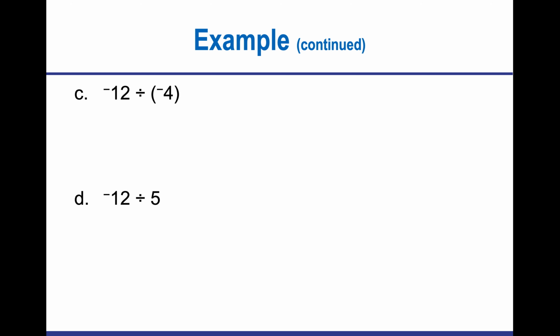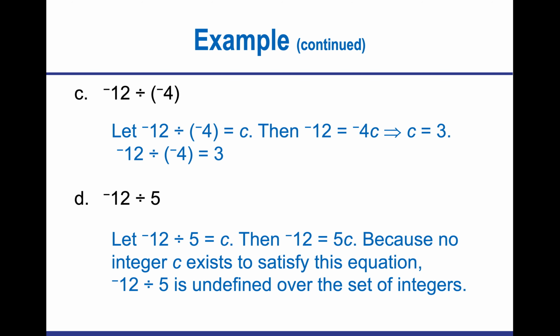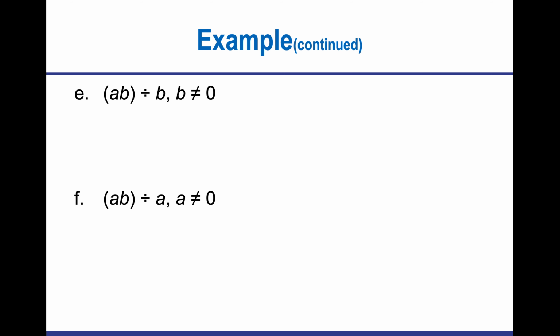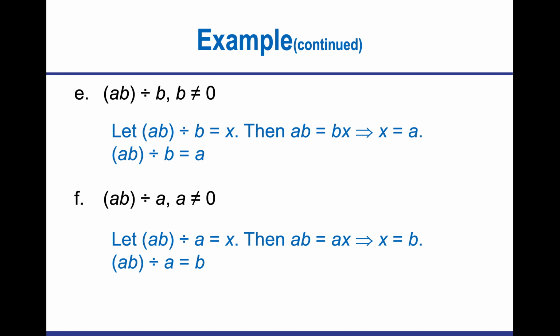Now here I have both of my numbers are negative, so I'm going to get a positive. In D, one of my values is negative, but 12 does not divide evenly when I divide it by 5. So it is not going to be an integer. If I have AB divided by B, that's just going to leave me with A because the B's are going to cancel. If I have AB divided by A, that's going to just be B because the A's are going to cancel.